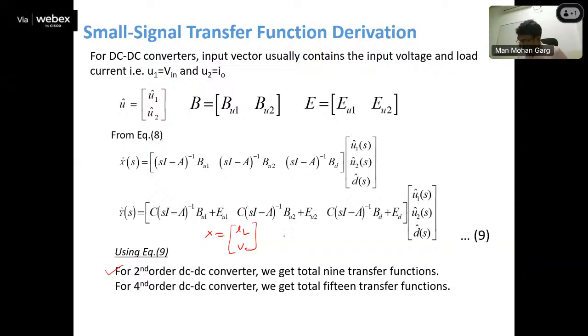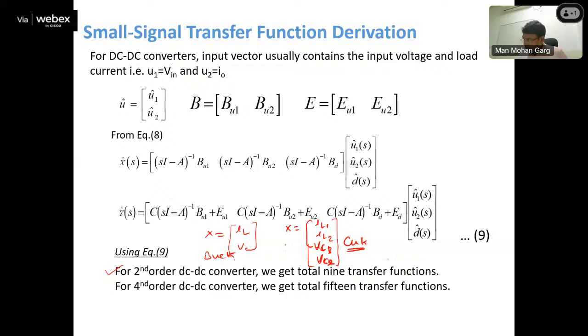But if we say this is a fourth order converter, so this is for buck converter, X will be IL1, IL2, VC1, VC2. This is for a fourth order converter, buck converter. So depending upon the inductors and capacitors, we define this X variable.